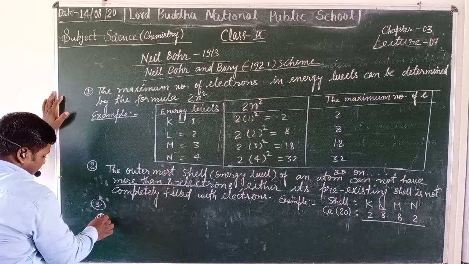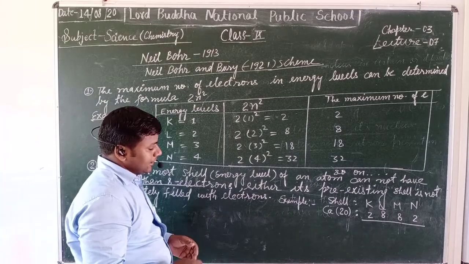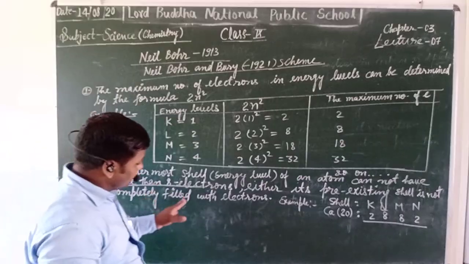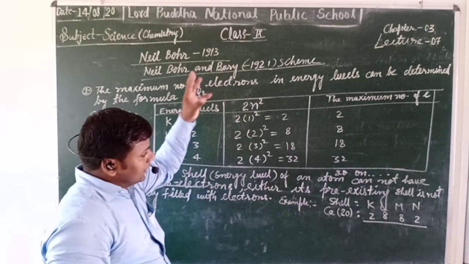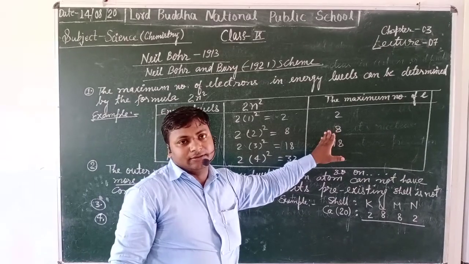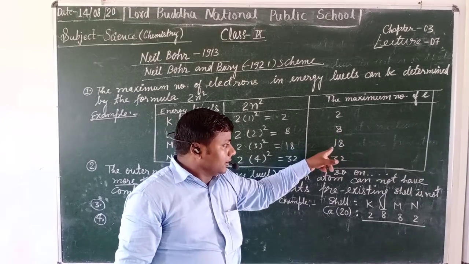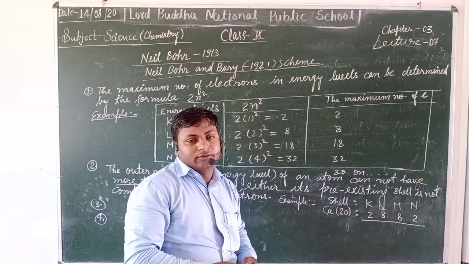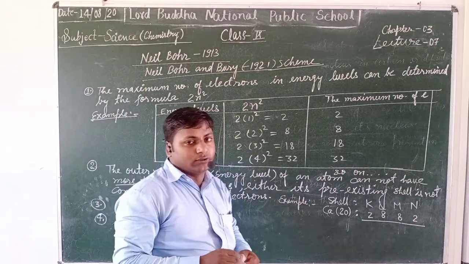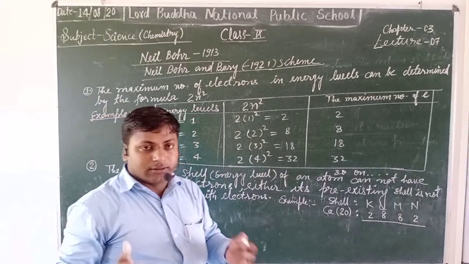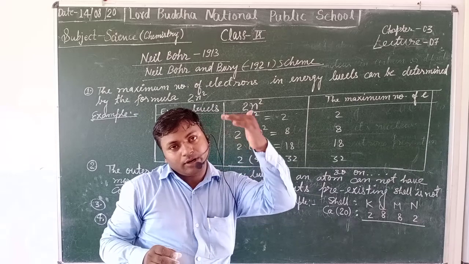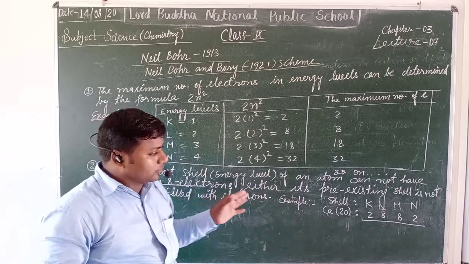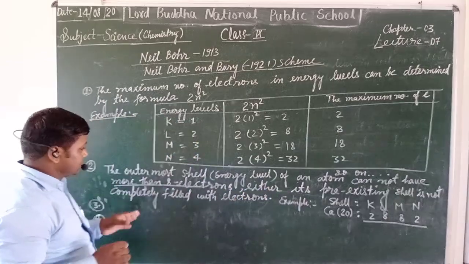Now students, another and the last scheme given by Bohr and Bury was that in any of the cells of an atom, electrons can be filled. It is not necessary to have 8 or 18 or 32 electrons. The number of electrons is filled into each and every cell on the basis of lower to higher cells. It means these are called subcells.